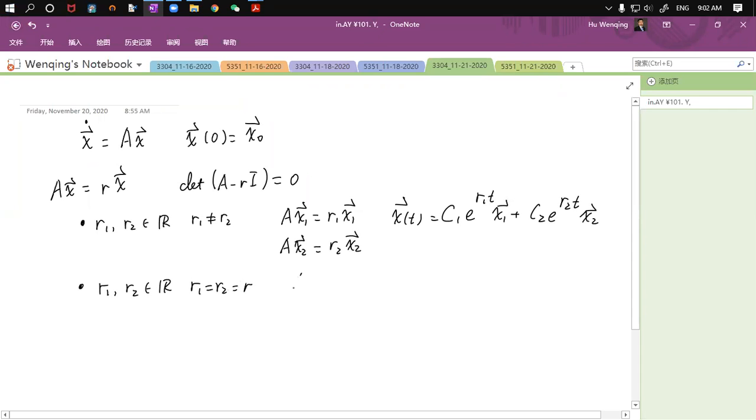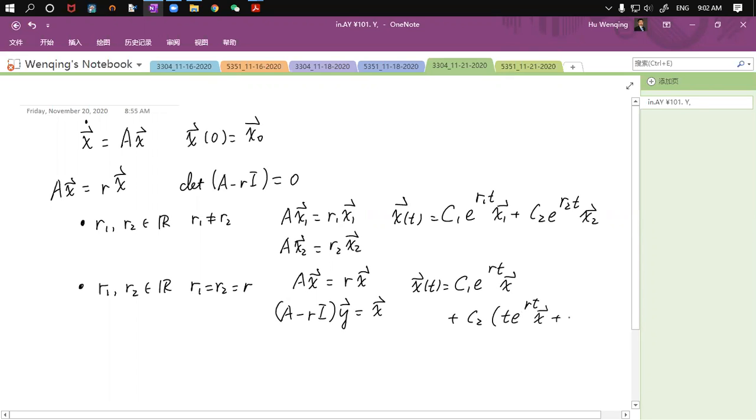In that case, we have Ax is equal to r x, and then you have A minus rI, and you look for another vector y that is related to the x that you found. So in this case, the solution looks like C1 e to the power of rt times x plus C2, where you use the golden principle, t e to the power of rt times x, but you must also accompany it with e to the power of rt times y. So that's what we discussed in the previous lecture. That's the general solution.